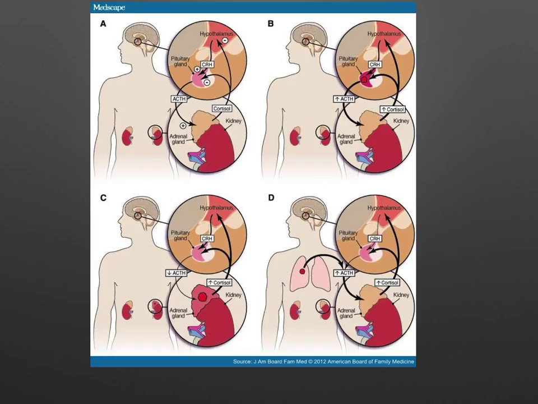So I think that's helpful to take a look at and really visualize what's going on in these different types of Cushing's and which hormones are high or low or inhibited or being secreted. Now that that's out of the way, we can move on toward the signs and symptoms of Cushing's.